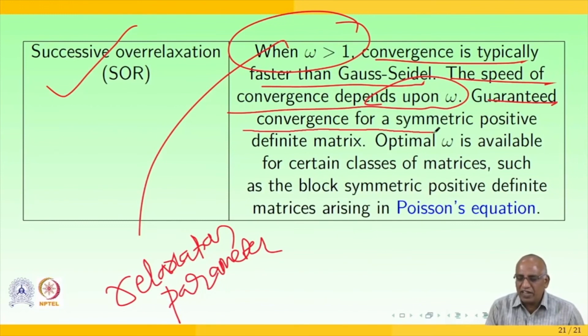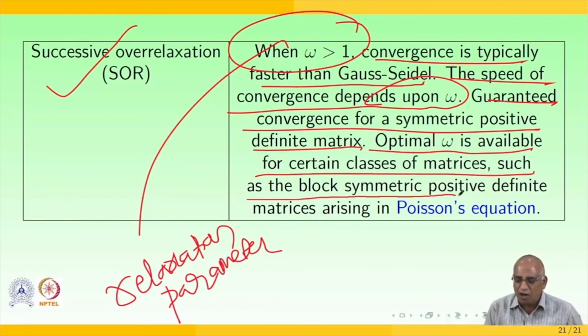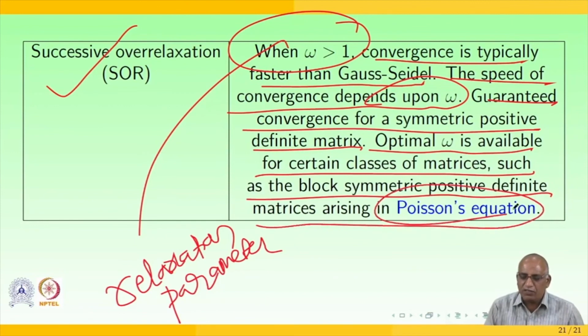Convergence is guaranteed for a symmetric positive definite matrix, and the optimal omega is available for certain classes of matrices, such as the block symmetric positive definite matrix arising in the Poisson equation. These Poisson equations especially arise in fluid dynamics, and you can get convergence by using the successive over relaxation method. So in today's class, what we have learned is basically how the iterative methods are useful, and how fast they are as compared to the Gauss-Seidel method, Gauss-Jacobi method and successive relaxation method with different relaxation parameters.